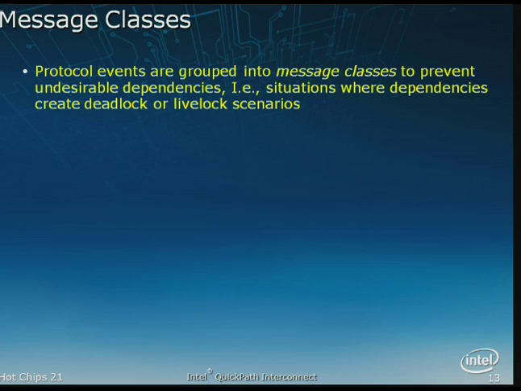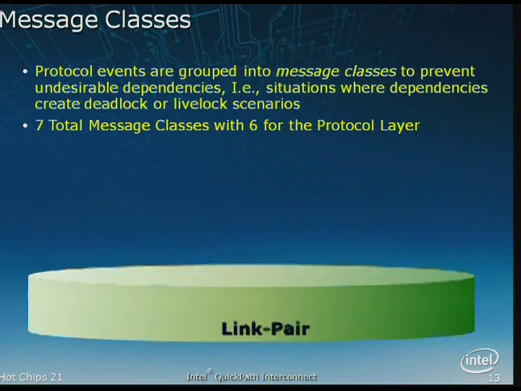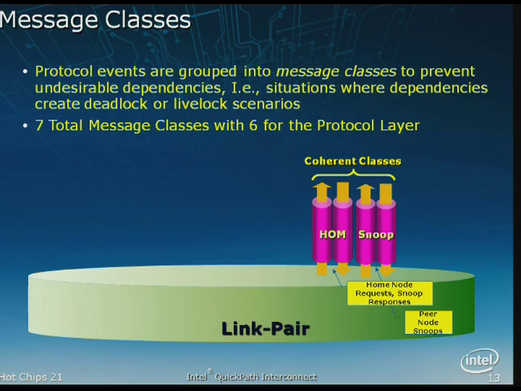Okay, message classes. So given our link pair, the first 2 message classes that people always like to talk about, of course, are what we refer to as home and snoop. In the home message class, you'll find coherent requests and snoop responses. In the snoop message class, you'll find sent snoops.